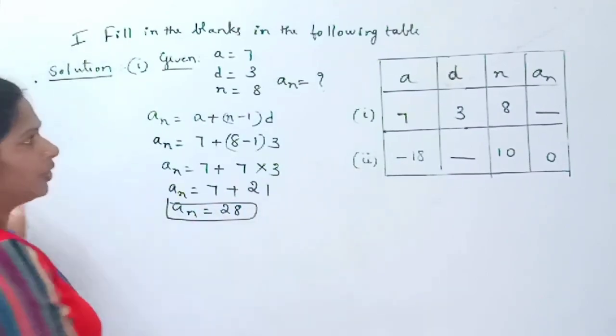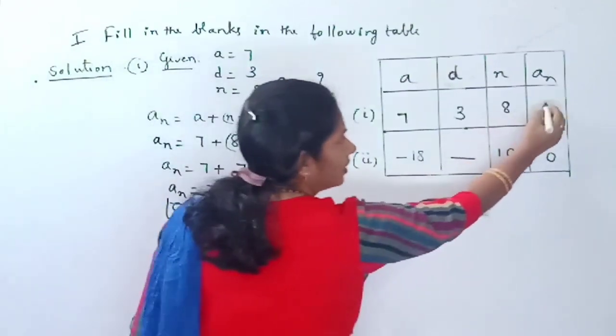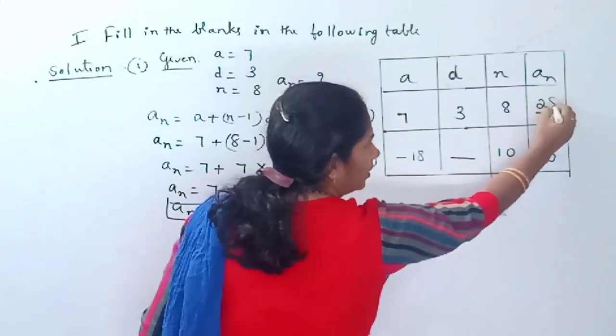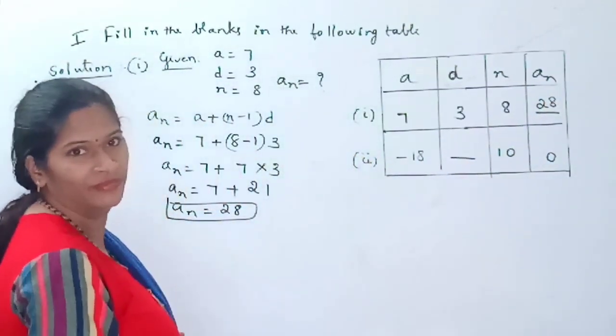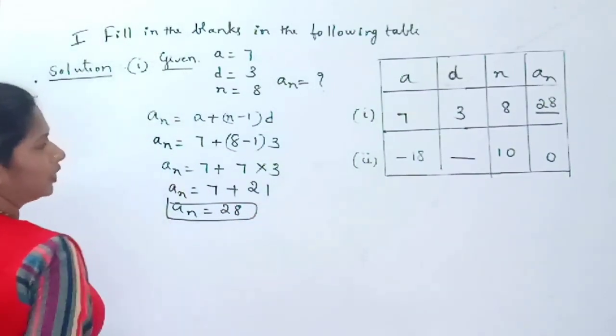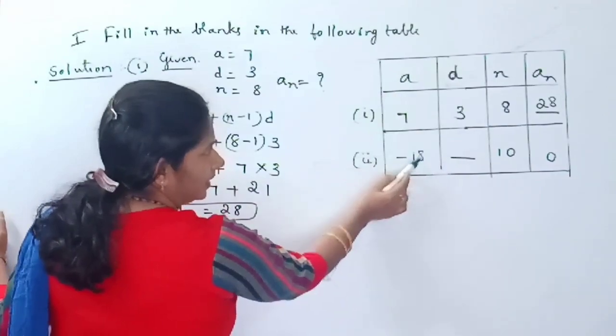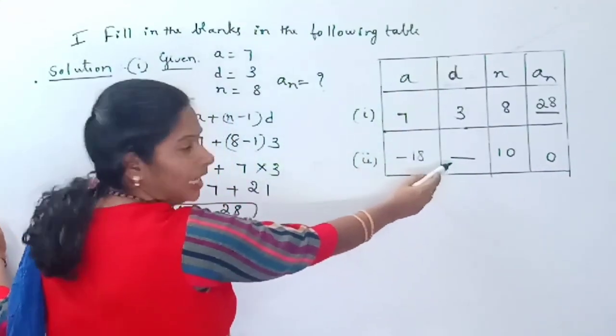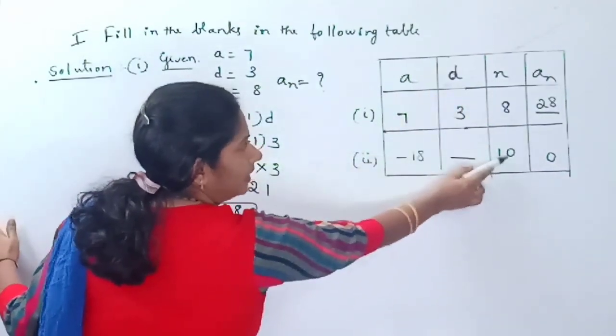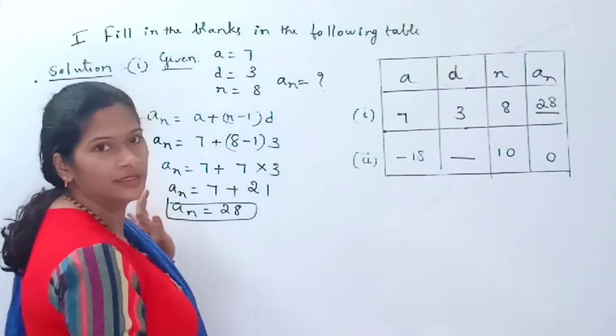So here you have to fill in the blank, children. In place of AN you have to write down 28. Clear? Coming to the second problem, minus 18. A value is minus 18. D value you need to calculate. N value is 10 and AN value is 0.